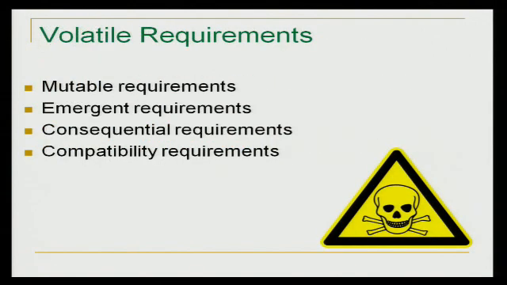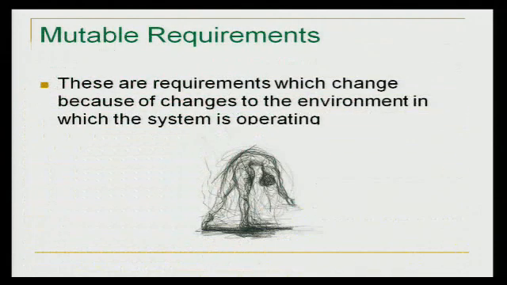Okay, now there's also other requirements that are a little bit more volatile. Let me talk through a couple categories of these, because these are in the non-functional area, but they're special cases, and I want to talk a little bit about them. Mutable. A mutable requirement is something that changes because of changes in the environment while the system is operating.